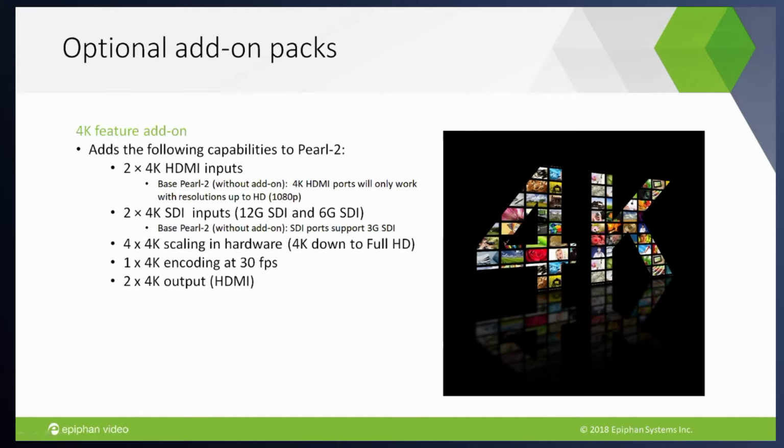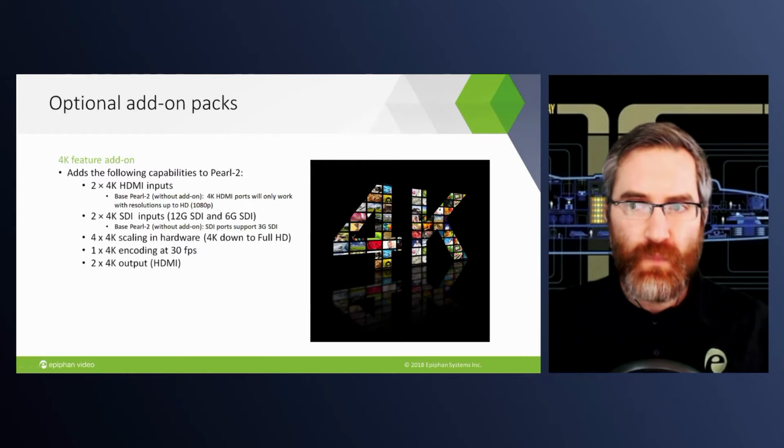Not everyone needs 4K, especially for streaming since it's such a high bandwidth requirement. However, if you buy a Perl 2 and you don't need 4K today, but you need it 6 months from now, you can actually add the 4K add-on package to a Perl 2 after the fact. So it gives you the advantage of maybe buying the base version now, but if you find that you need 4K for your workflow, you can upgrade later if you need to.